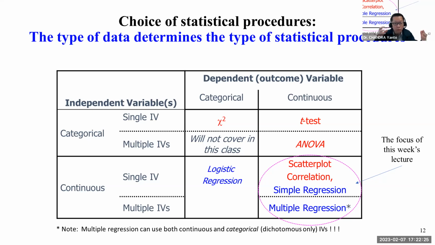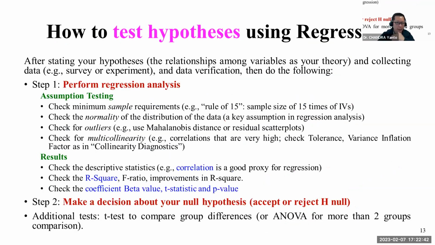Or even if you have more than one dependent variable, that's fine. We're also going to look at logistic regression. If you are using binary logistic regression, you have a single independent variable, but you have a categorical outcome. You're going to look at it near the end.